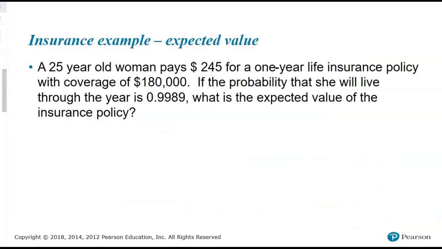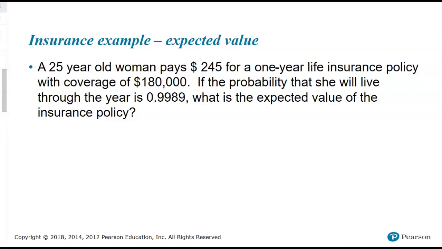Okay, this is one that's a little bit more realistic, I think. Definitely probability plays into actuarial science with insurance and so forth. So here we have a 25-year-old woman that pays $245 for a 1-year life insurance policy, and she has coverage of $180,000. If the probability that she will live through the year is 0.9989, what is the expected value of the insurance policy?